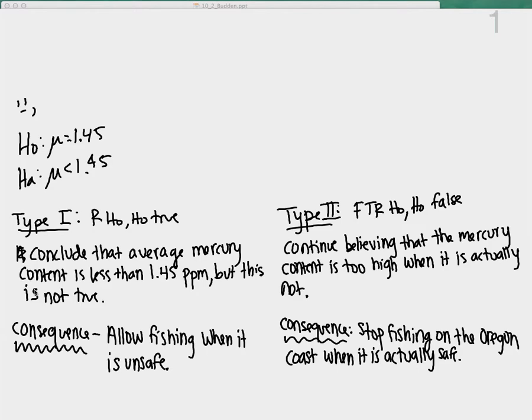Okay, so I cannot stress enough that when you write the error, you need to hit both parts. You need to hit the failing to reject, and then you need to actually say that it's false. The error is not the fact that you're failing to reject. The error is that you are failing to reject when the null is actually false.